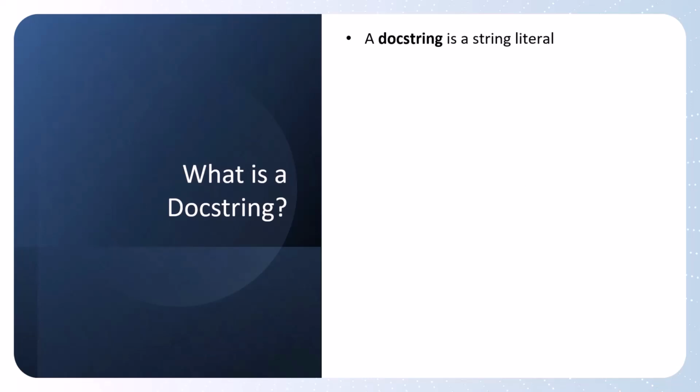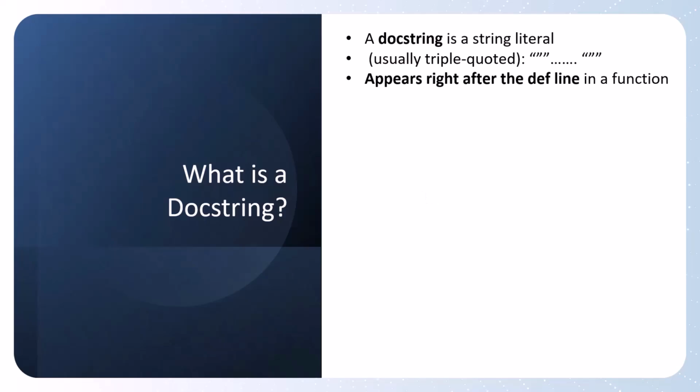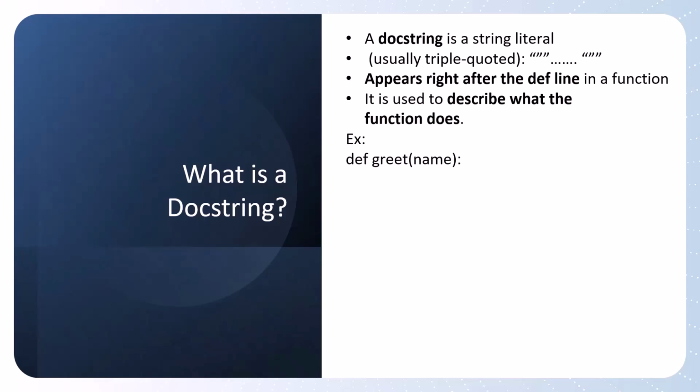Now a docstring is a string literal, and usually it is triple quoted, with triple quotes before and after the string literal, and it appears right after the def line in a function, and it is used to describe what the function does. It's just like a comment, another way of defining what the function does.